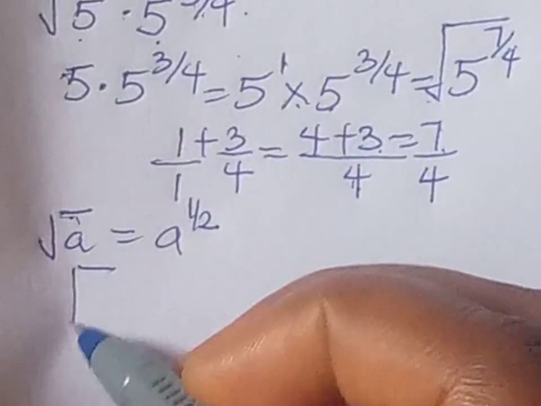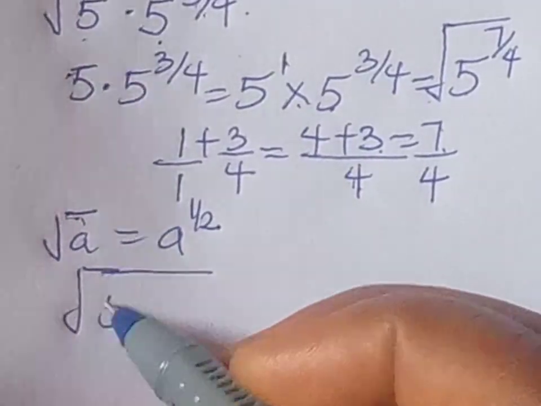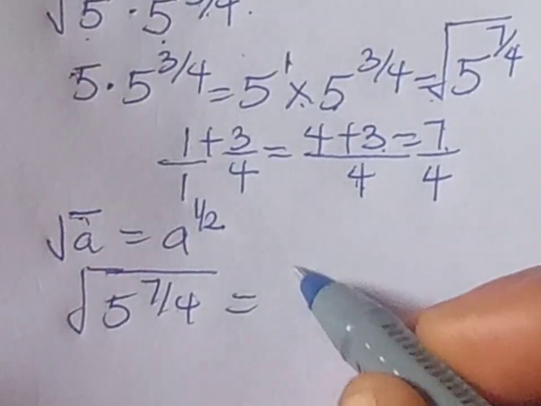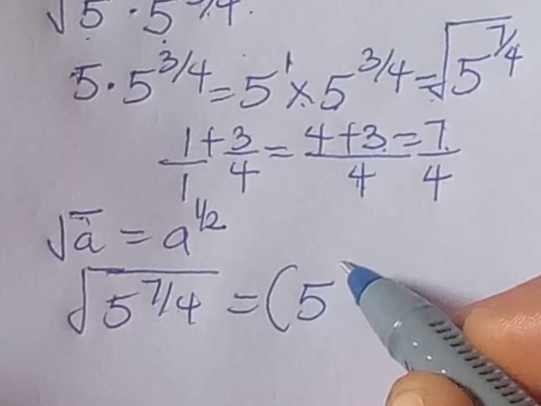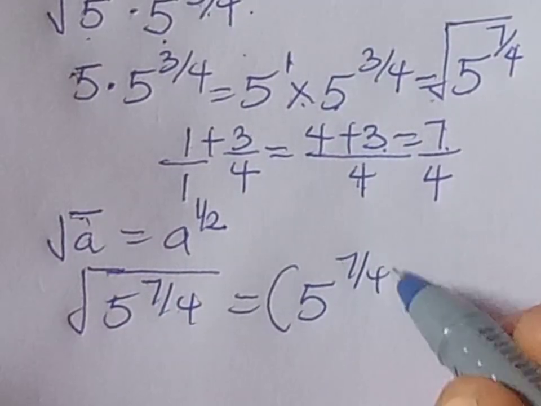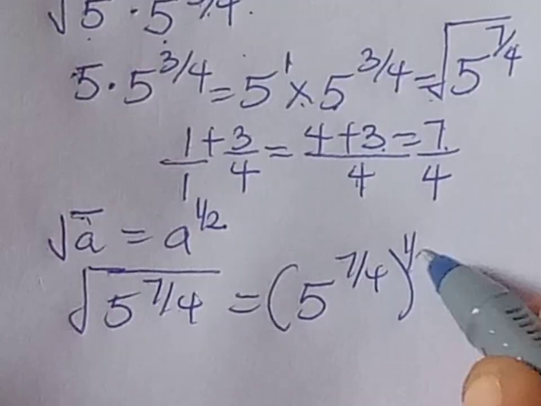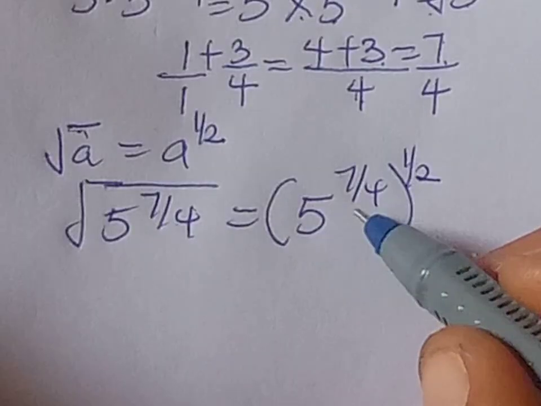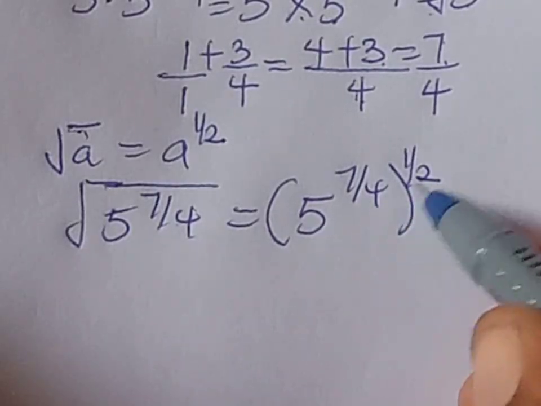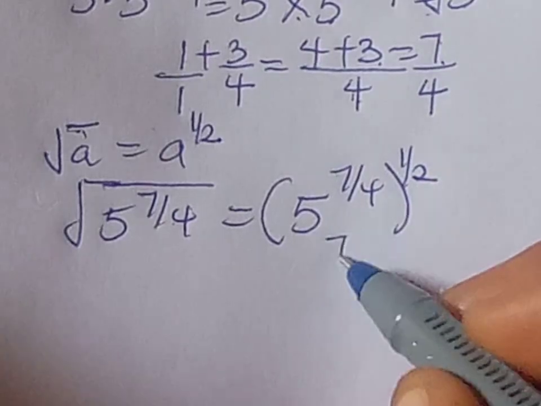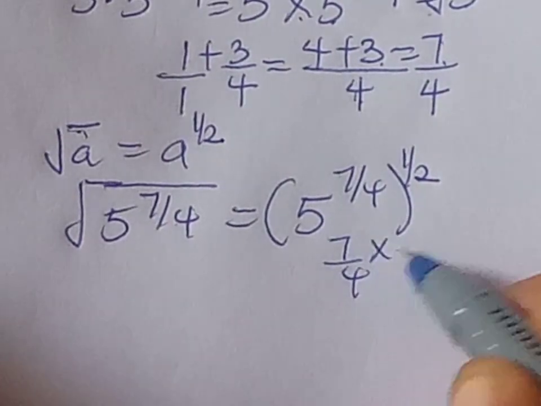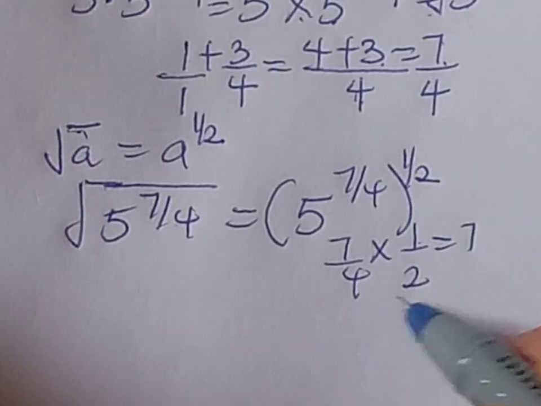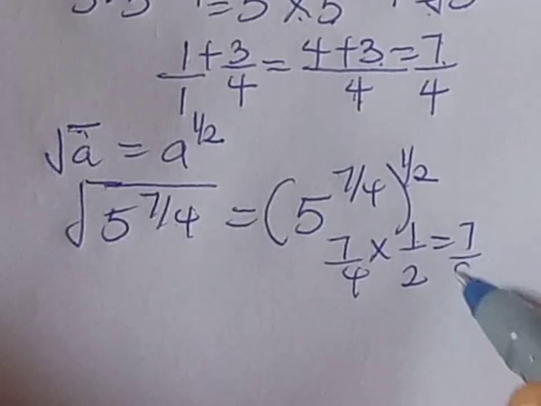Therefore, square root of 5 raised to the power of 7 over 4 equals 5 raised to the power of 7 over 4 raised to the power of half. Let's multiply the exponent using our exponent rule. So 7 divided by 4 multiplied by 1 over 2. 7 times 1 will give us 7. 4 times 2 will give us 8.